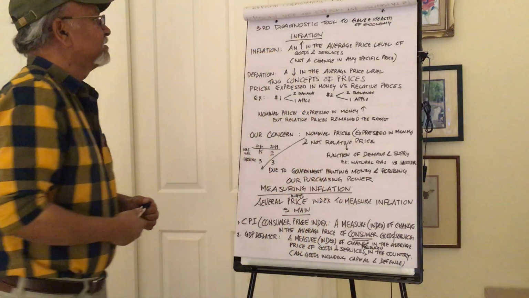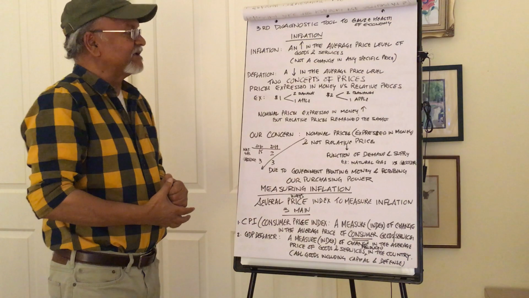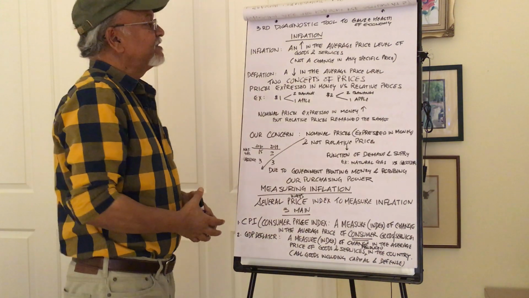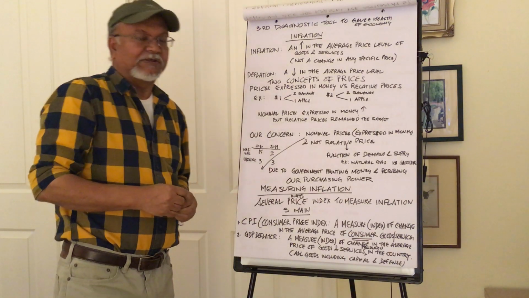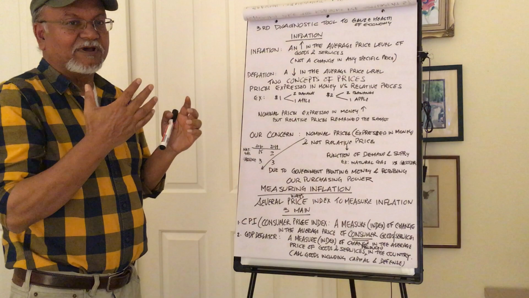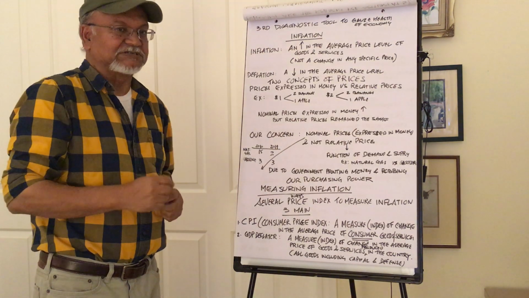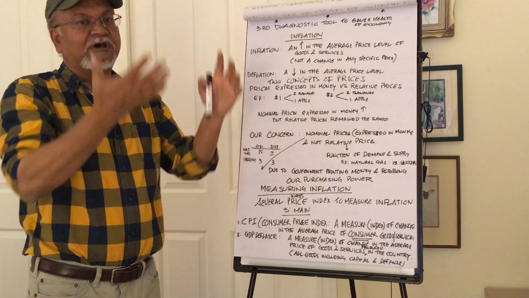Today we're going to tackle the third diagnostic tool to gauge the health of the economy. It's called inflation. So let's see, what is inflation? An increase in the average price level of goods and services. So keep in mind, in an economy some prices are going up, some are going down. So our goal is not to look at a specific price. Our goal is to look at whether the overall price level is going up or going down.